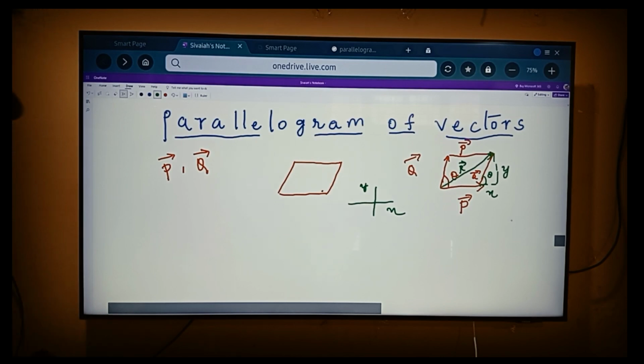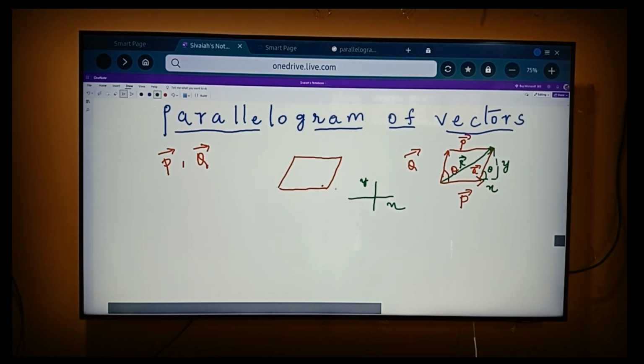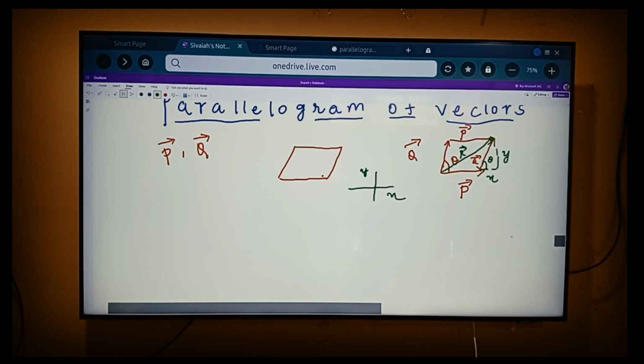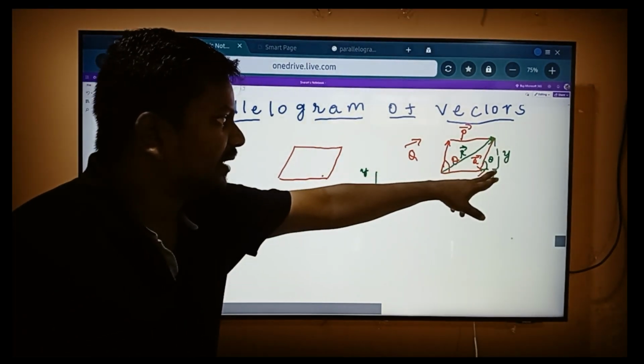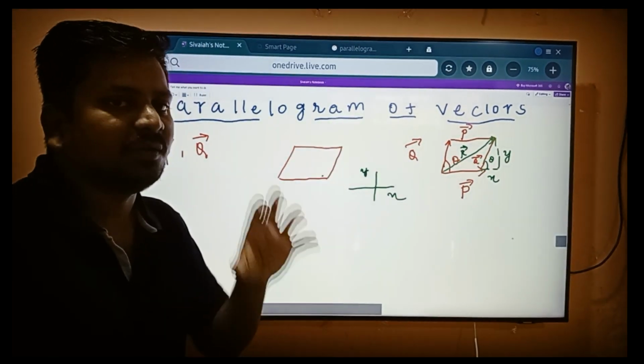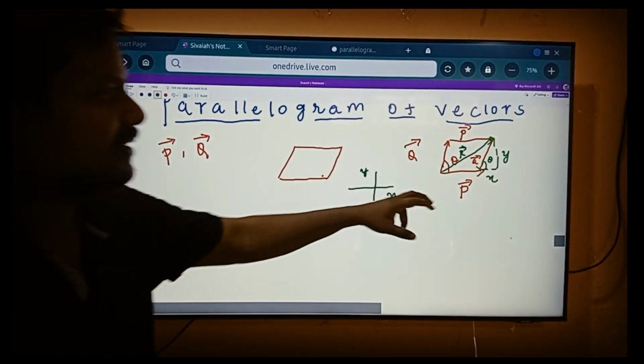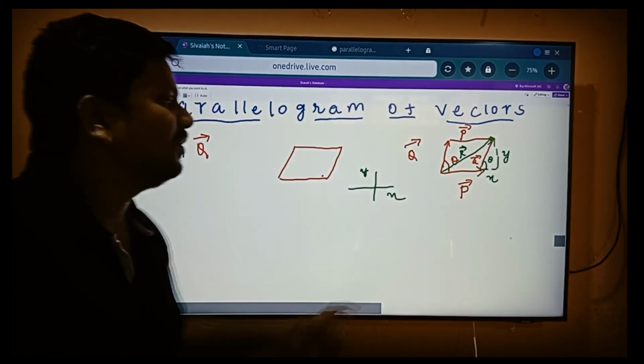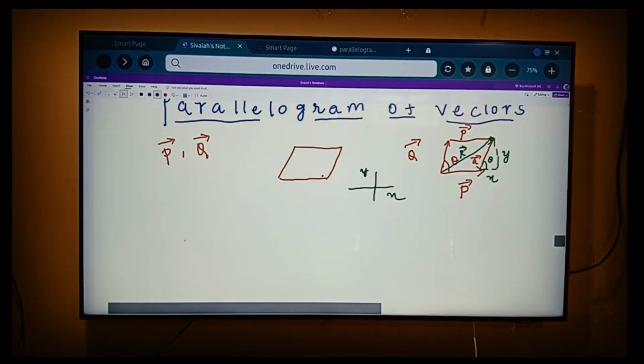Now you can take this triangle. What is the triangle? x, y and q. We have to take only magnitude, that's why we take x, y, q. So here it is theta and x, and here it is y, and here it is q.